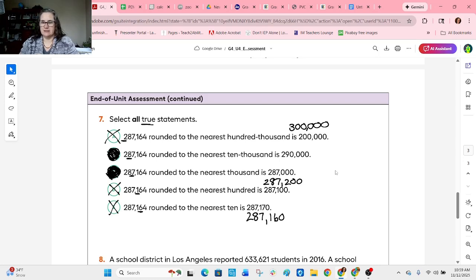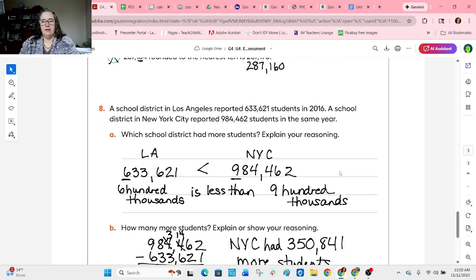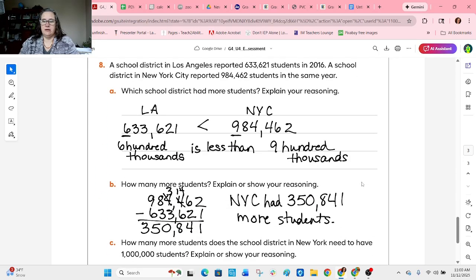Really building some capacity for students, whether it's using a place value chart and thinking about what units it's closer to, using a number line, whether it's vertical or horizontal. Students need to be able to round to all of those place value units. And be on the lookout. PIMA will be putting out a video on a suggestion that we have for strategy on rounding that might be helpful. And then number 8, we are comparing these two school districts, Los Angeles and New York City.